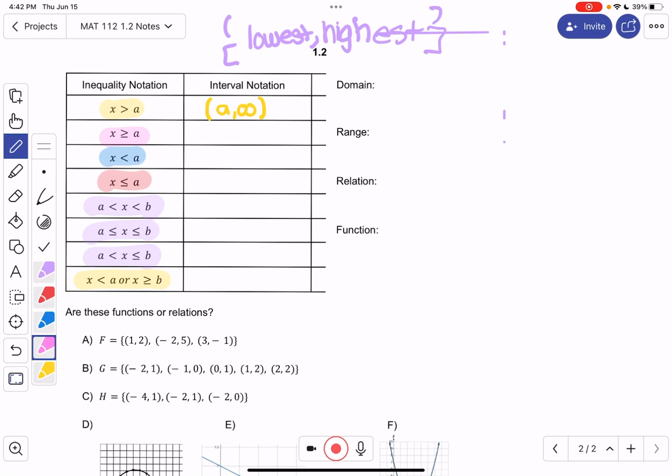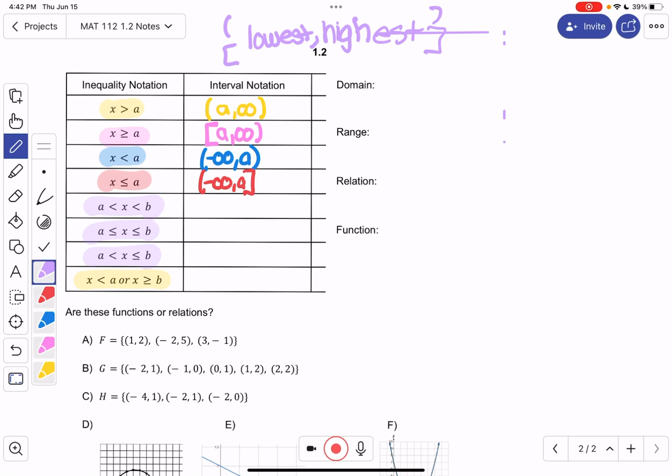The next one is x is greater than or equal to a. So it's the same thing, start at a and go up forever. But this time you actually can equal a, so we put a bracket with the a and a parentheses with the infinity. Less than, we do the same thing. We're just going down forever. So it's negative infinity to a. And then if it can equal the a, we do the bracket.